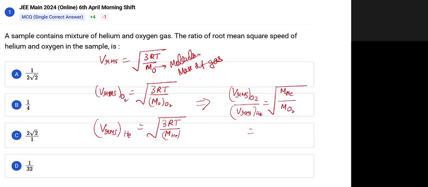Now we have to find out the ratio. So this is the molecular mass. The molecular mass of helium will be 4, divided by M of O2, which is 32. So it is coming out as 1 by 4. Okay, clear? So option B is the correct one.